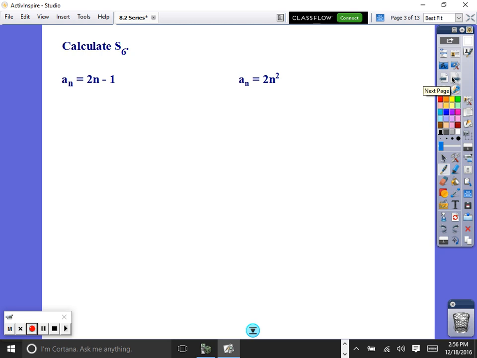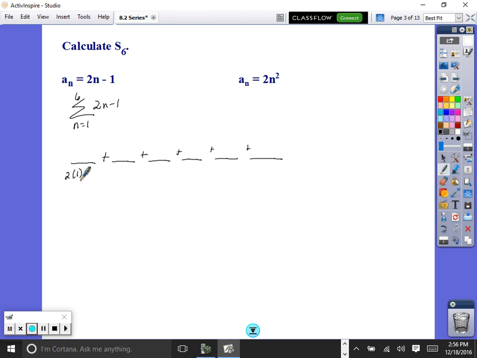So when I say S sub 6, I mean the sum of 6 terms. So here'd be another way. The sum of the first 6 terms generated by the equation 2n minus 1. So in series notation, it would be n equals 1 to 6 of 2n minus 1. So again, I have 6 of them. 1 plus 2 plus 3 plus 4 plus 5 plus 6.